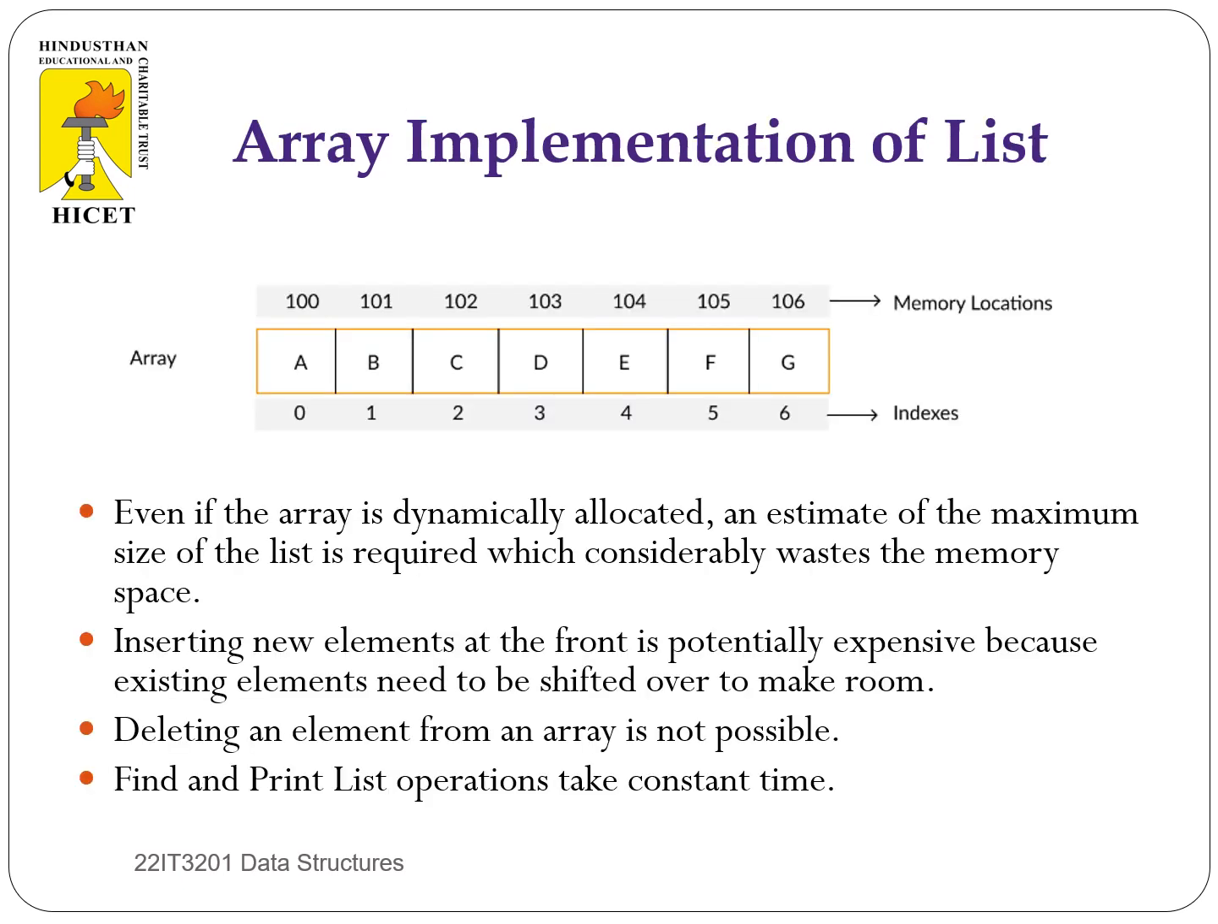Array implementation of a list. Let us look at the array implementation of a list given here. In total, we have 7 elements, A, B, C, D, E, F and G, allocated from index position 0 to 6. Even if the memory or the array is dynamically allocated, we have to specify the maximum size of the list that is required. For example, if 100 memory bytes have been allocated and I am making use of only 10 memory bytes, the remaining 90 will be wasted.